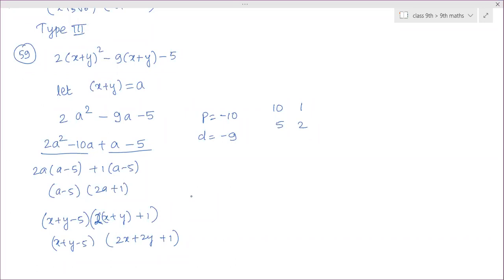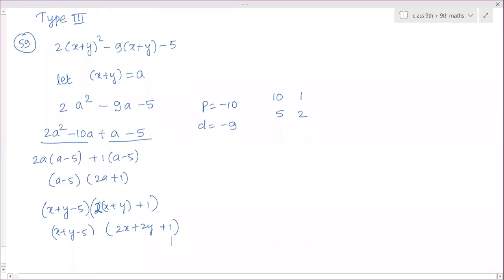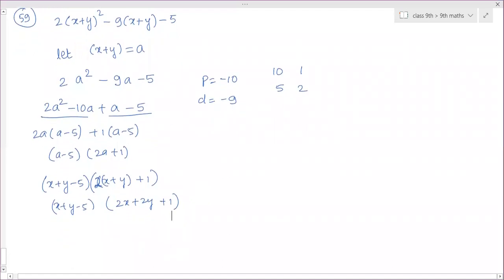Ma'am, can we factorize 2x plus 2y plus 1 further? No, we cannot. Nothing is common between them. From all three terms, is anything common? No, all three terms, not only two terms. Done, ma'am. Next question.